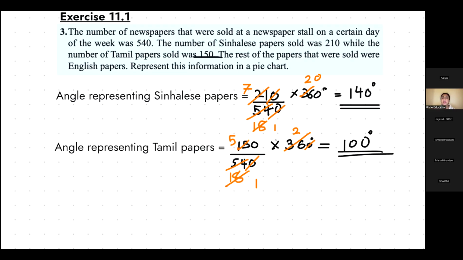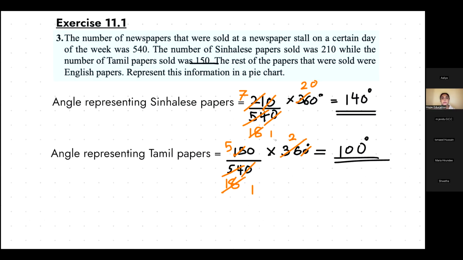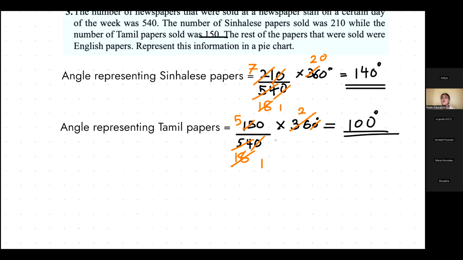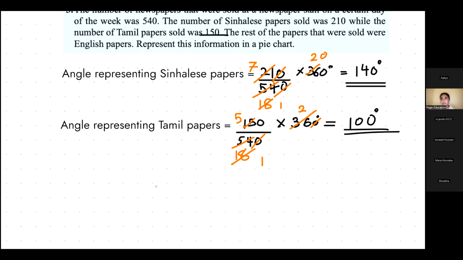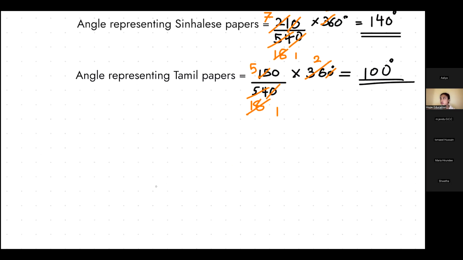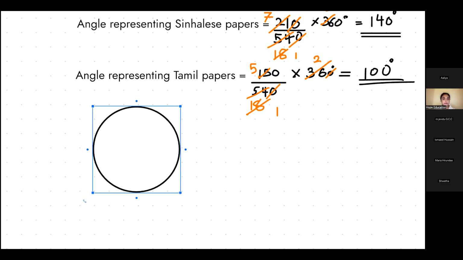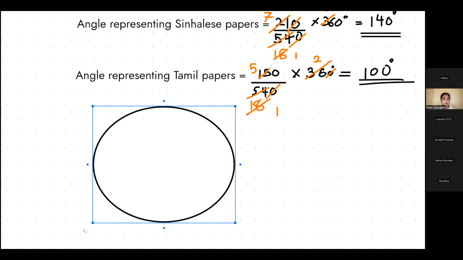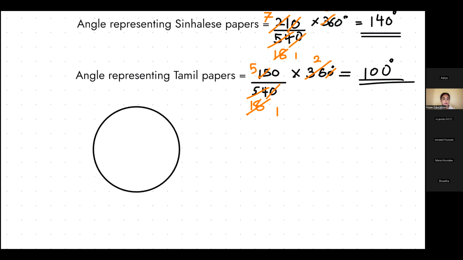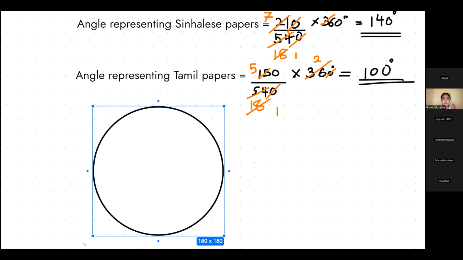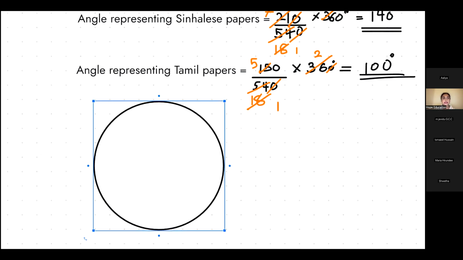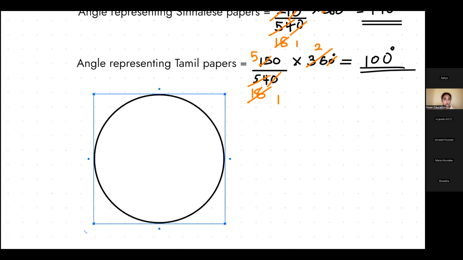Then the rest of the papers that were sold were English papers. That angle we don't have to separately find, because once we find these two, the remaining angle will be the English papers. So I shall draw a circle here to draw the pie chart. Okay, so I shall mark the center as well. Somewhere I would say here.